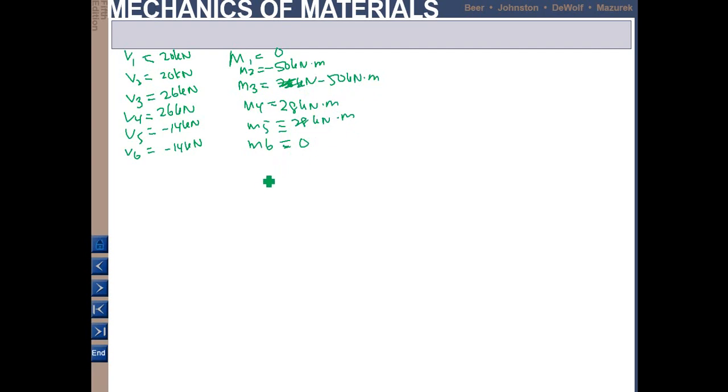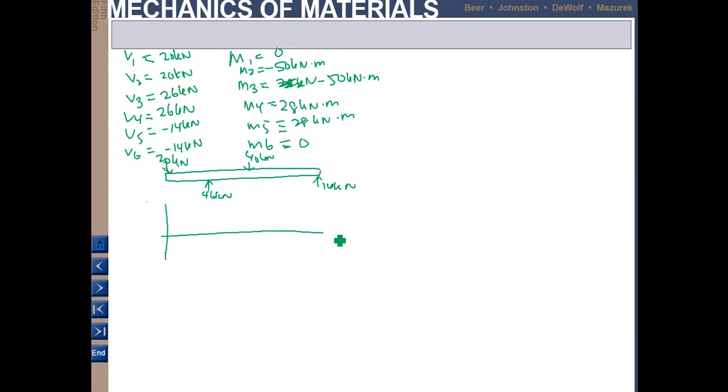Okay, so you should draw your shear and bending moment diagram just below the beam, just below the drawing of the beam. This is the drawing of the beam, 20, and then this is 46 kilonewton, and this is 40 kilonewton, and this is 14 kilonewton. Okay, so this is your shear diagram.